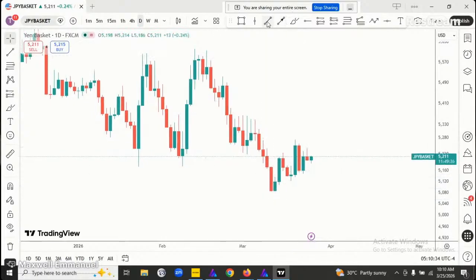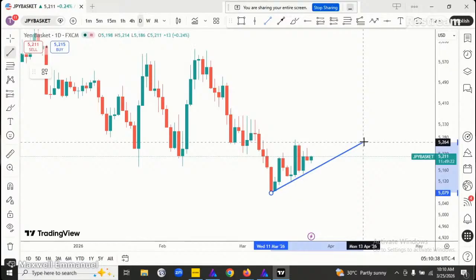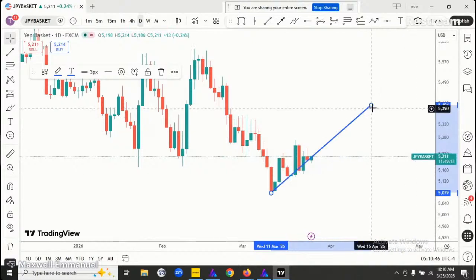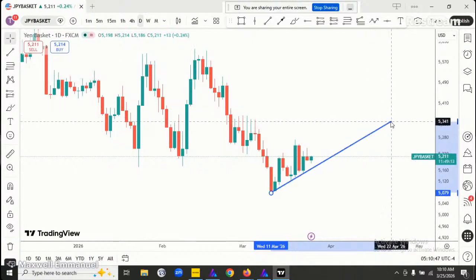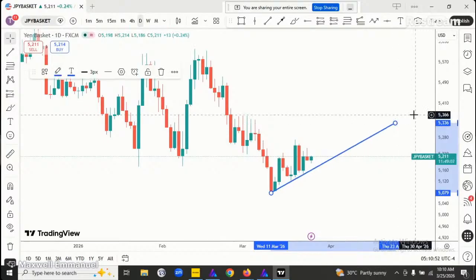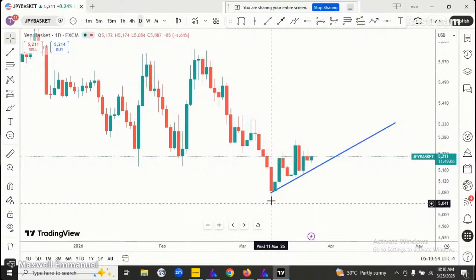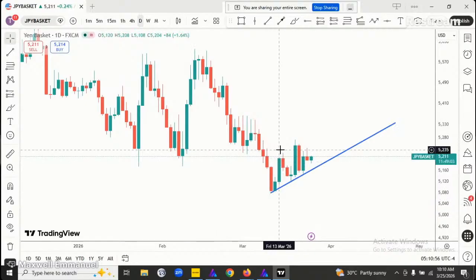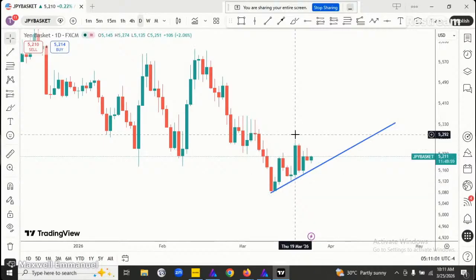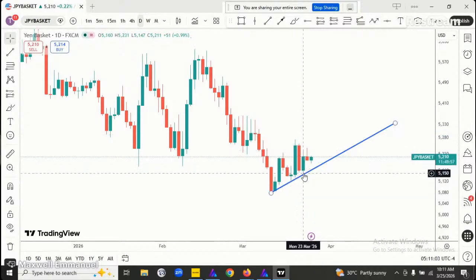If you apply your trend line, you can see the market has been respecting previous lows. That tells me the trend is bullish at the moment. And if you apply structure, you can see we had a high, we had a low, a higher low, we had a higher high, we had a higher low.